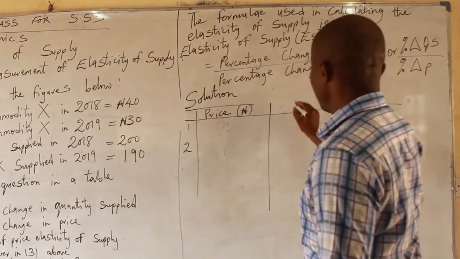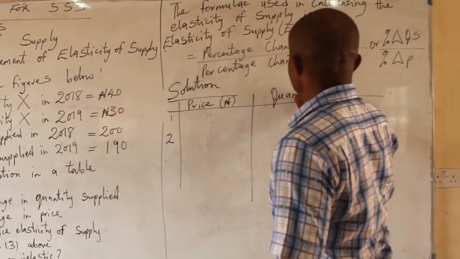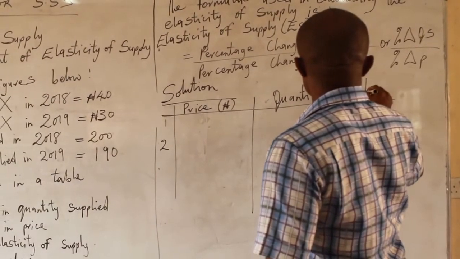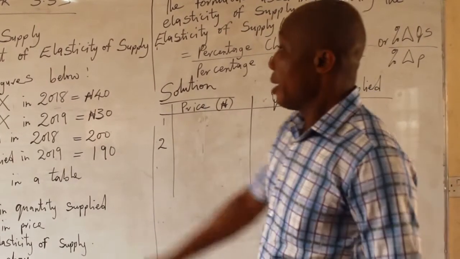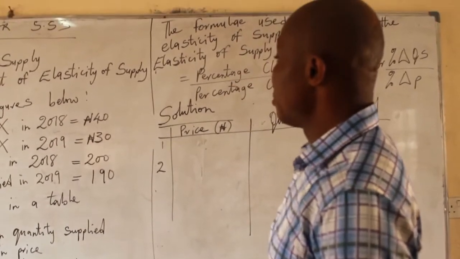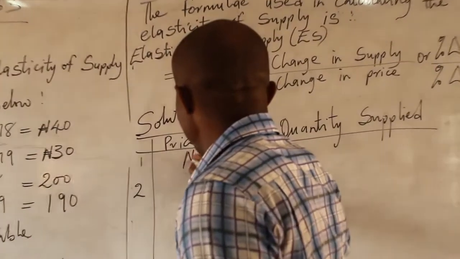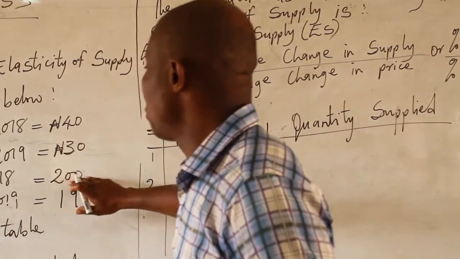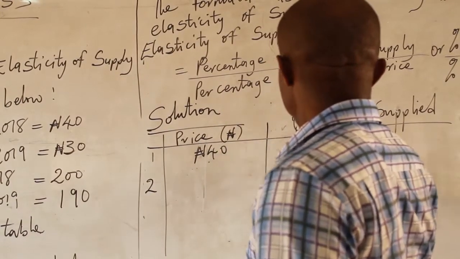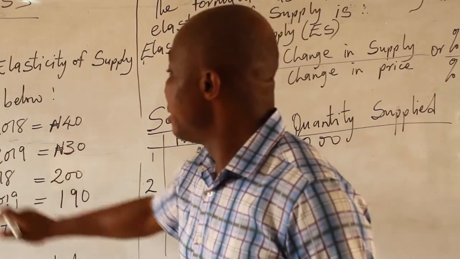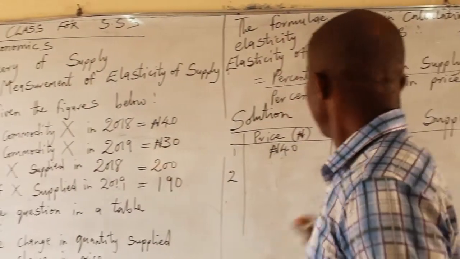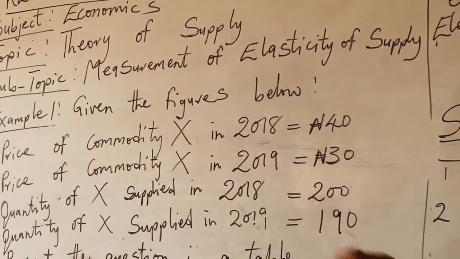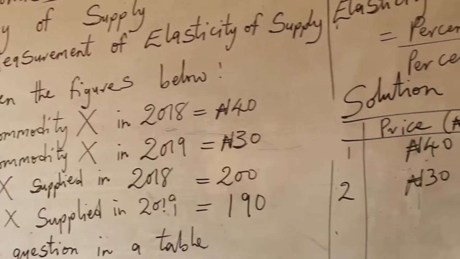Our price is in naira. Then this is the quantity supplied. In 2018, the first price there is 40 naira, and the quantity supplied is 200. Then in 2019, the price is 30 naira, and the quantity supplied in 2019 is 190.